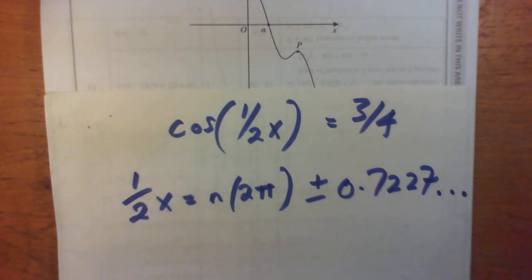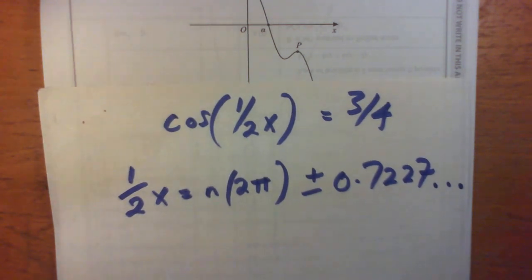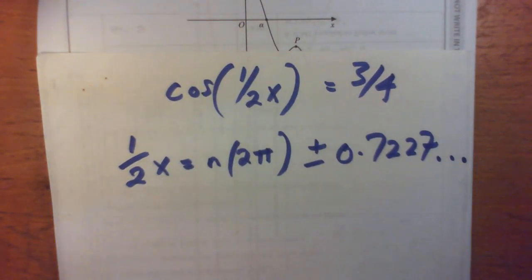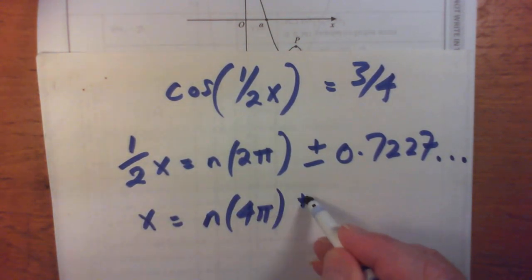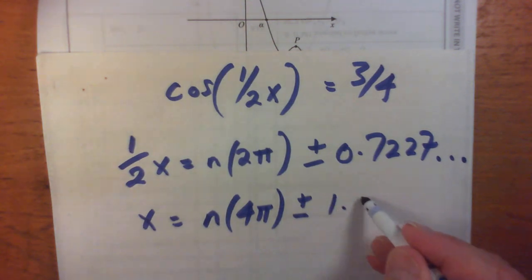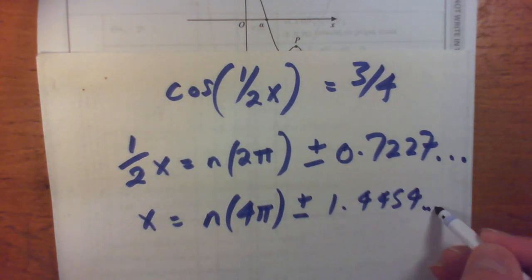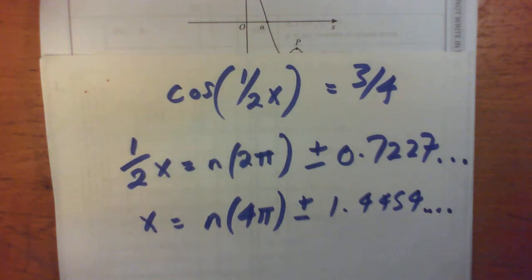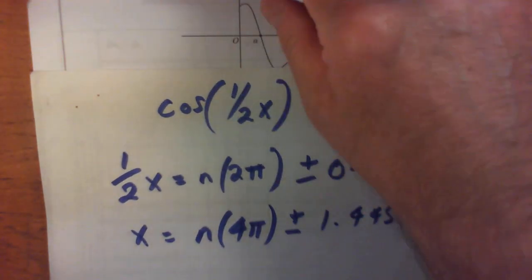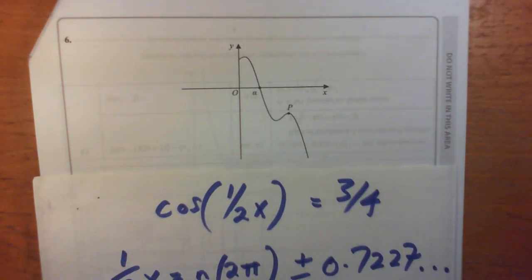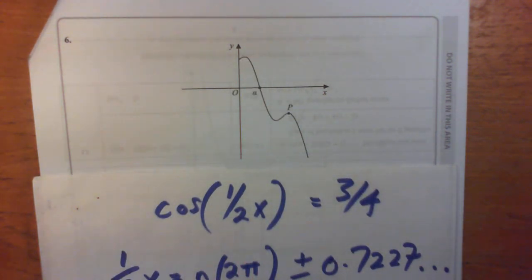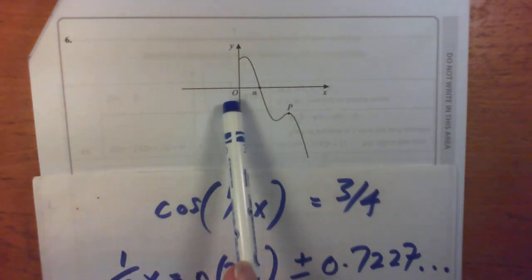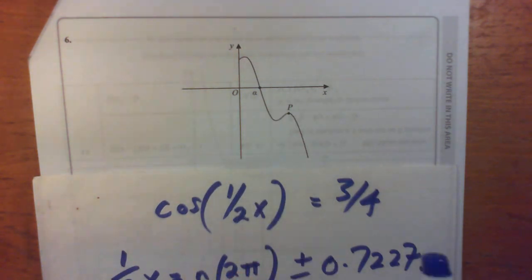So that's the general solution when you're dealing with the cosine. It's just a nice little formula. And then the final step is to say x equals n 4 pi plus or minus 1.4454. But you can see what's happening here on this particular graph. P is actually the third maximum or minimum, or the third stationary point as you move rightwards from the vertical axis.